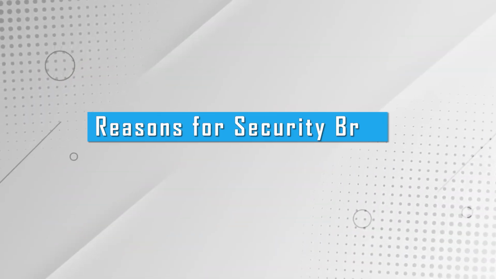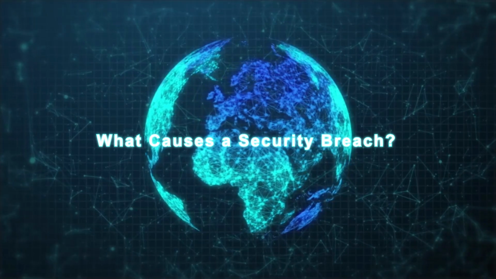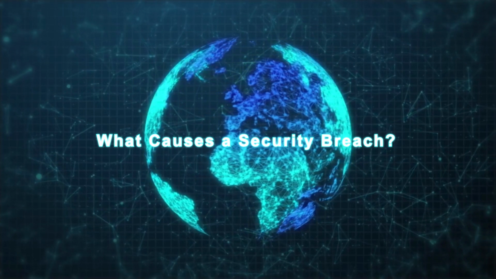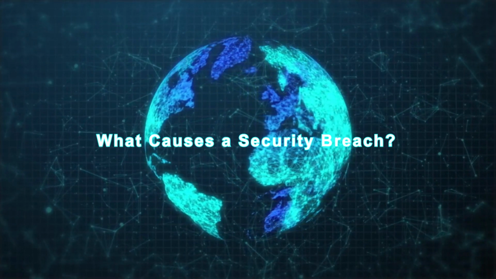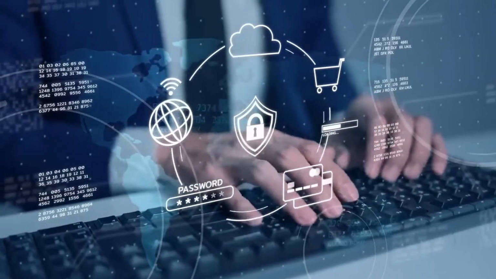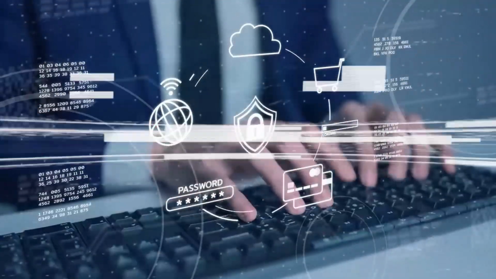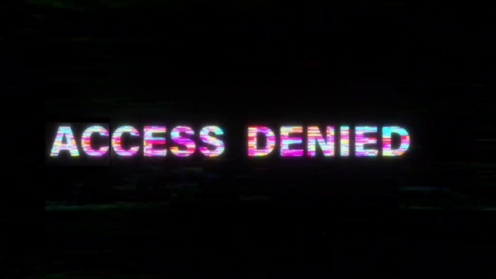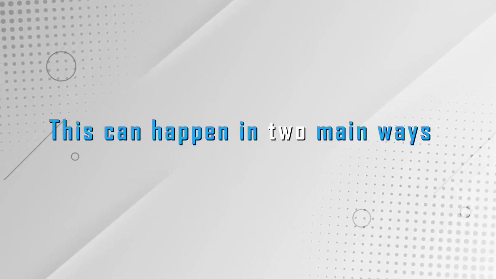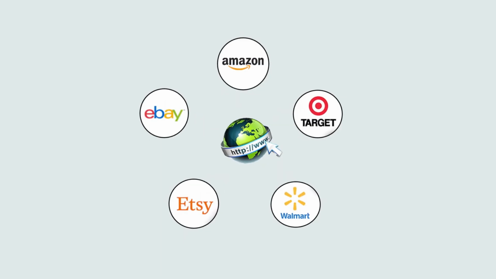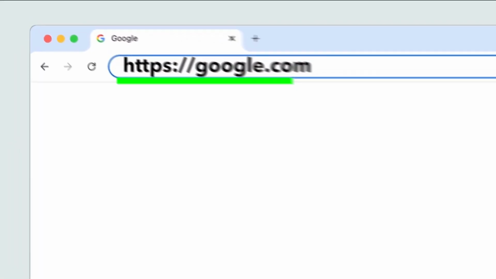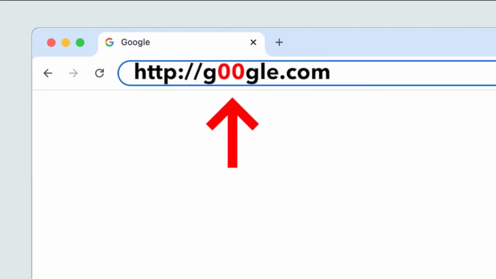Reason for security breach. Before we dive into computer security, it's important to understand what can cause a security breach. A security breach happens when information stored in a computer is leaked or accessed without permission. This can happen in two main ways. First, sharing personal information carelessly. For example, we might share our account details and password on an unsafe website.